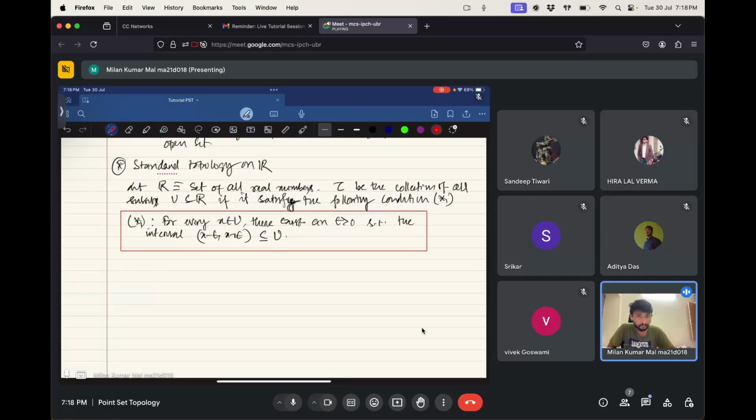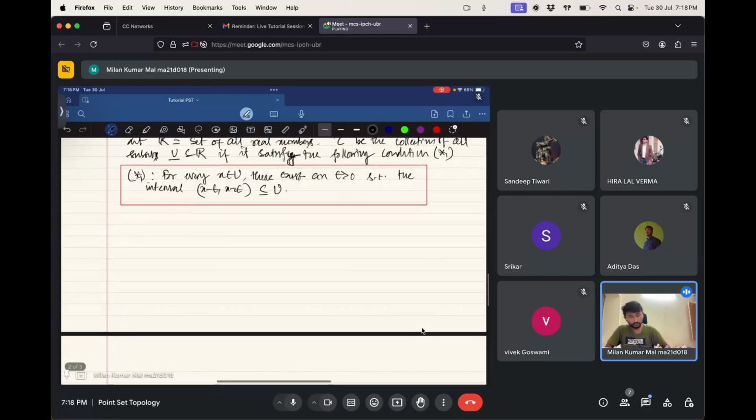If tau is the collection of all subsets U that satisfy this property, then that will form a topology. How does that form a topology? Let's discuss it roughly. Then tau will form a topology.